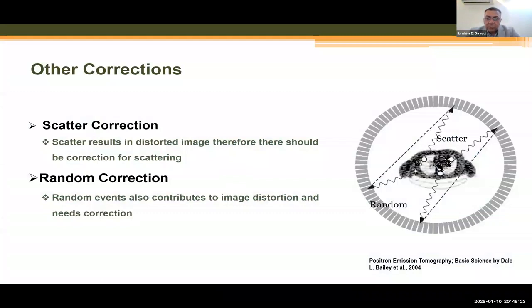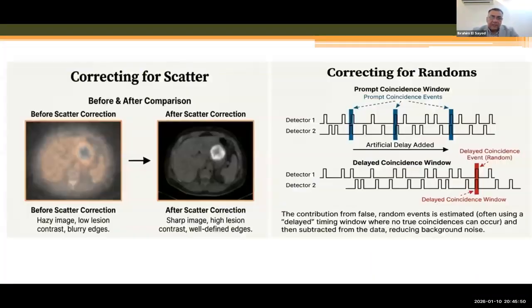There are also some other corrections that have to be done. The scatter correction, because the scattered photons create false lines of response that don't represent the true tracer distribution. They add noise, as we said before. Also, the random correction, because random events add more noise, a uniform noise actually, throughout the image, particularly affecting small lesion detection and quantitative accuracy. We have some different types of correction for scatter and random.